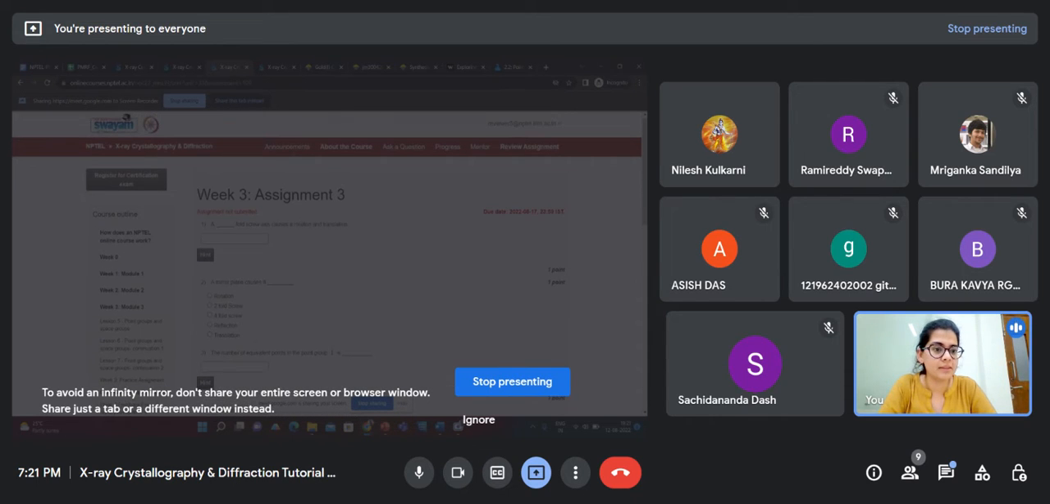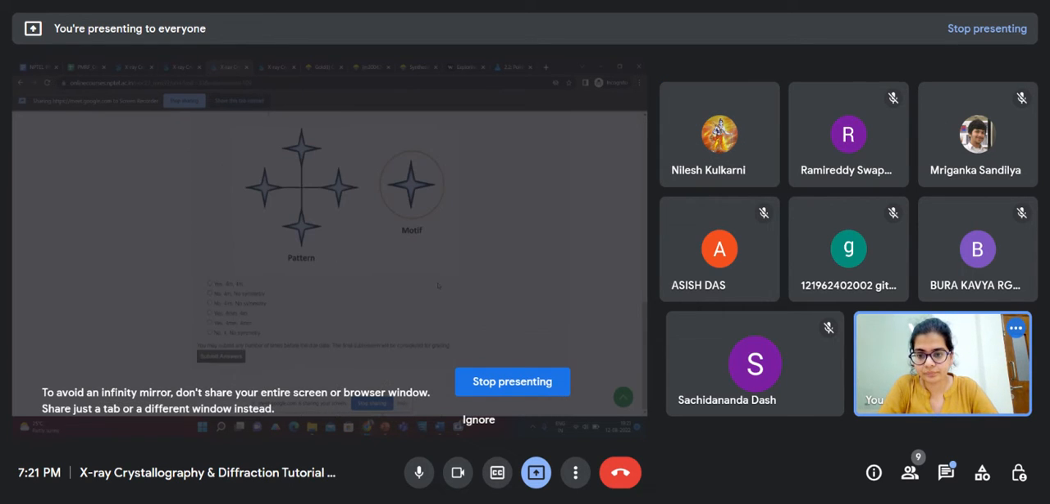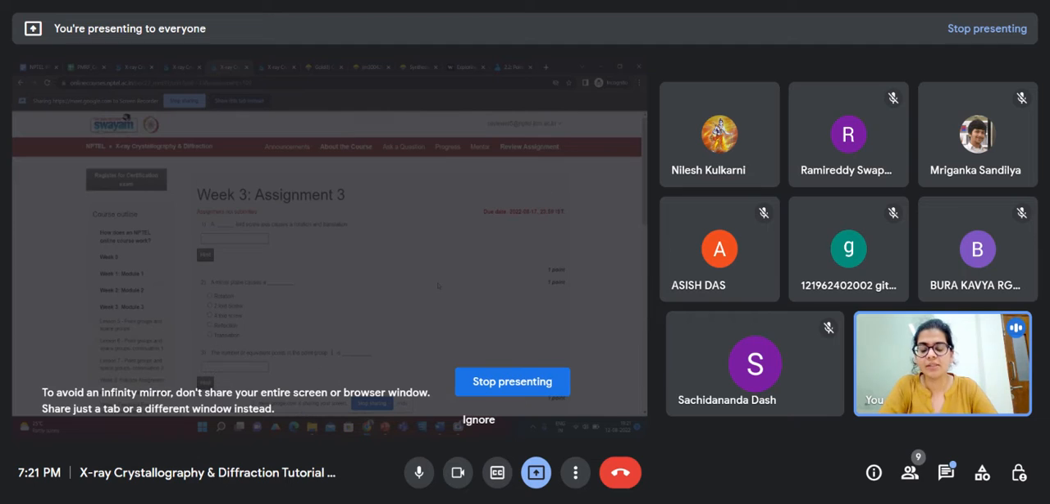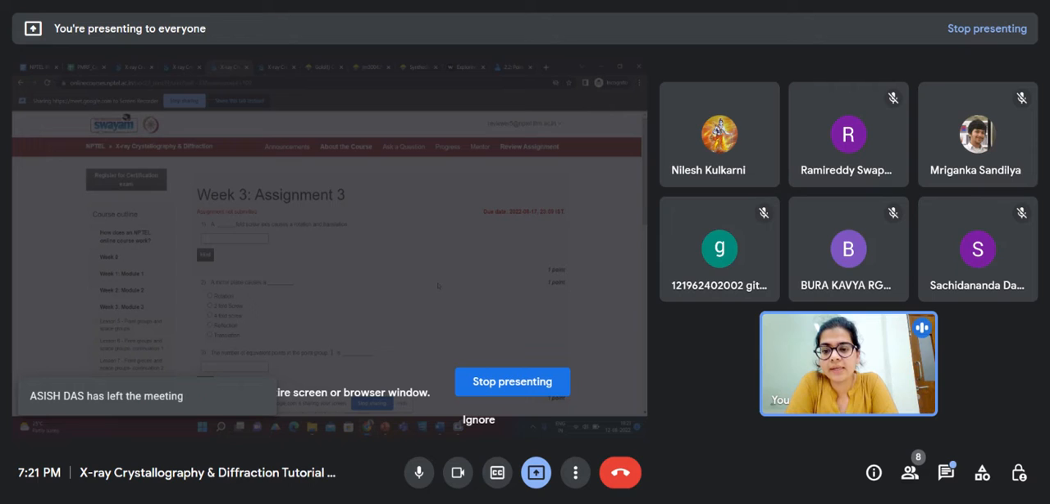For this third assignment, your deadline to submit is the 17th of August. There are nine questions, and one by one we will start doing these questions. The first question is: a dash-fold screw axis causes a rotation and translation.